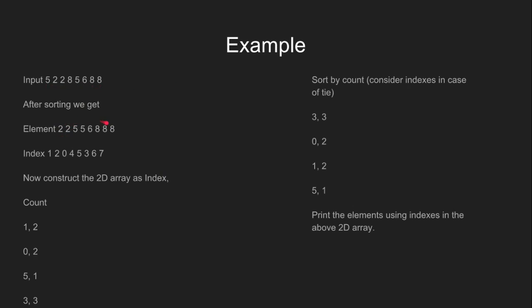We take the same array and sort the elements as we did in the previous example. We have stored their indexes before sorting. Now we construct a 2D array on the basis of indexes, like this. We can see that at index 1, we have 2, which has a frequency of 2. So we store 1 and its corresponding count equal to 2. And so on, we complete the entire 2D array.